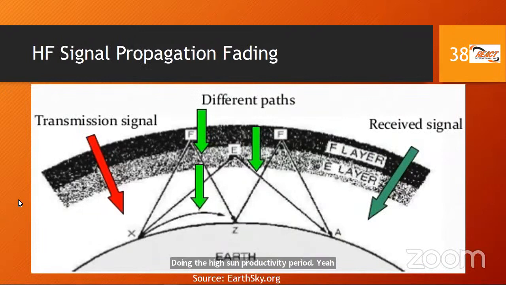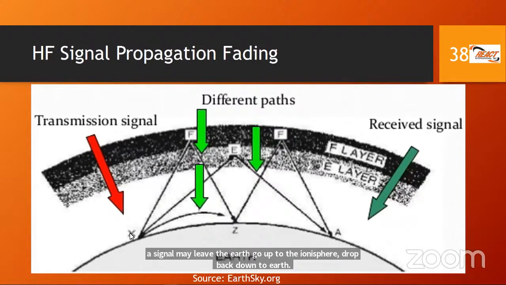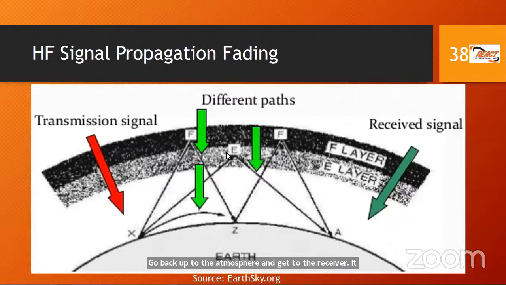Okay. So I think the last concept that we have for this evening's theory would be something known as HF propagation fading. So if we were to look at this diagram, you'll see we have a transmitter on the surface of the Earth here and another radio operator receiver on the surface of the Earth here. So a signal may leave the Earth, go up to the ionosphere, drop back down to Earth, go back up to the ionosphere, and get to the receiver. It may also go via one hop in this way, go up to the ionosphere and go back down.